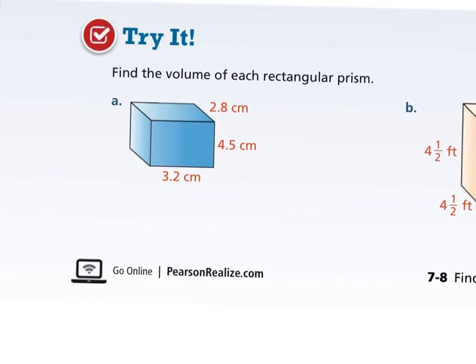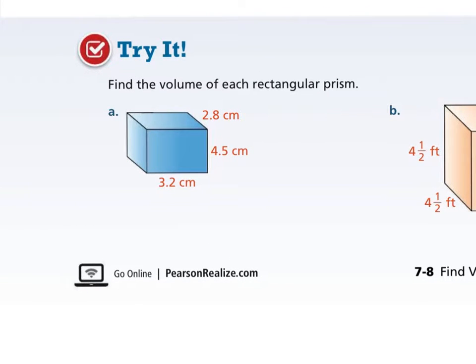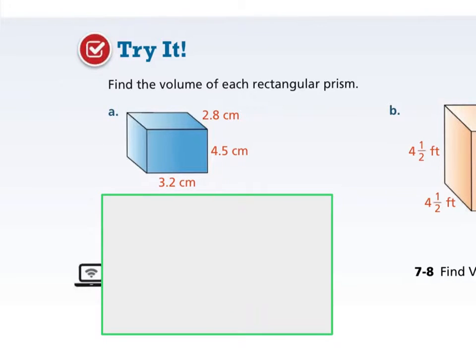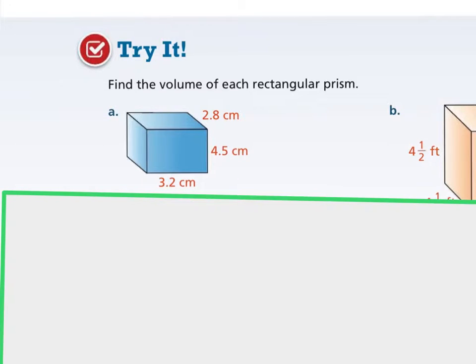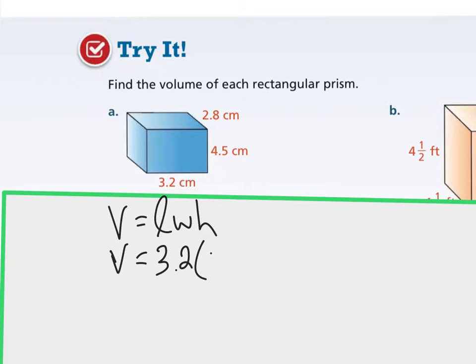If we look at the try it part A, we have the first problem that has decimals in it, doesn't have fractions. If you're given a problem with decimals in it and you're trying to find the volume, just to speed things up a little bit, you can just use a calculator to multiply those out. So 3 2/10, 2 8/10. Our height is 4 5/10. You can just multiply those on the calculator.